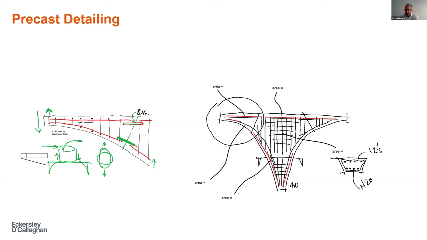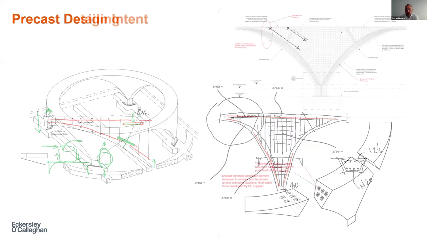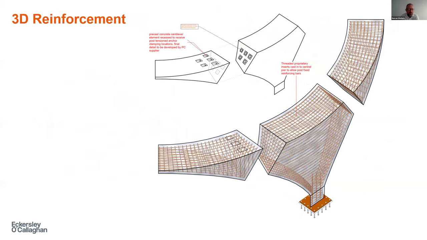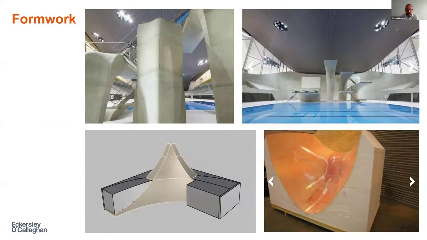white cement mix that was going to be acid etched and create a sort of surface texture to give a more natural effect. These were our precast design intents, having known that we need to split this into 12 equal portions around the circumference, and understanding how we might tension up and connect each of these elements whilst transferring the forces between them.